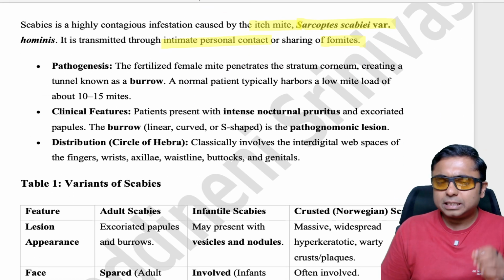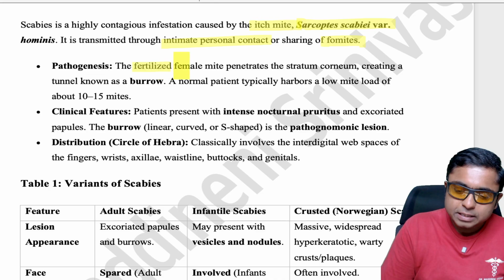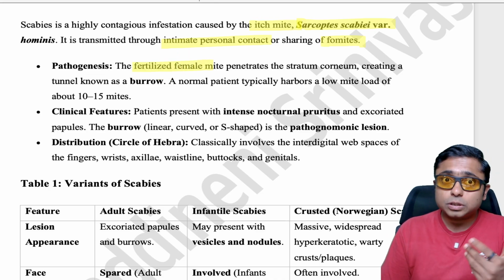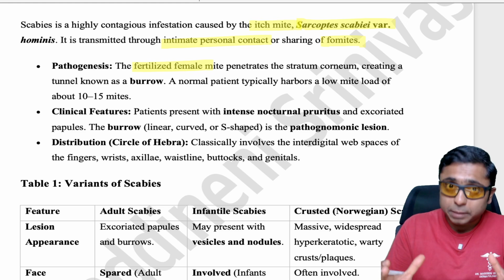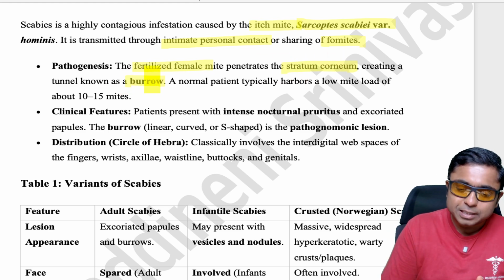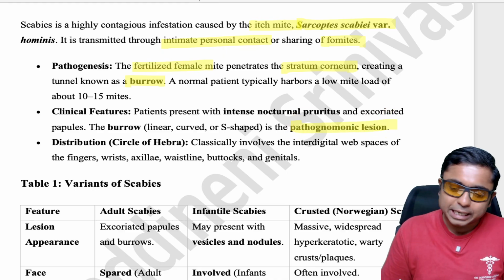So what is the pathogenesis here? Remember the itch mite, which is a fertilized female. Remember it's a female mite which is going to produce scabies, not male. This was a UPSC question. It penetrates the stratum corneum, creating a tunnel which is called a burrow, which is a pathognomonic lesion.